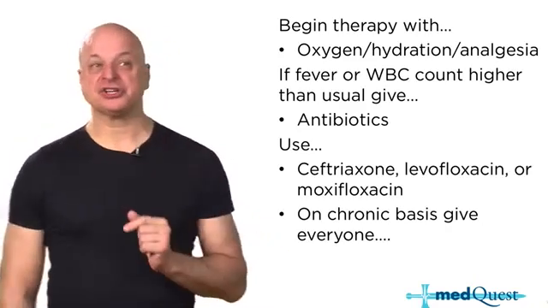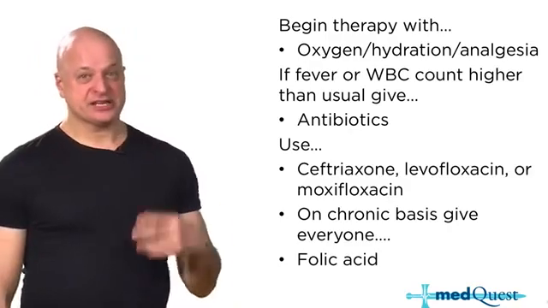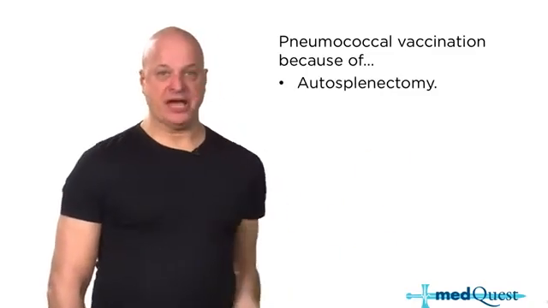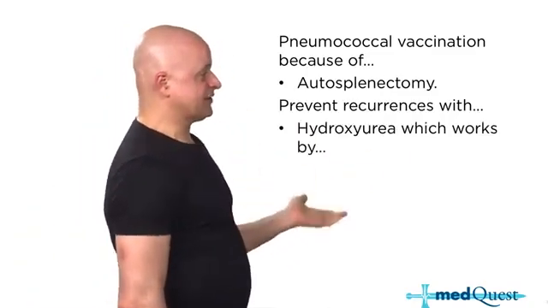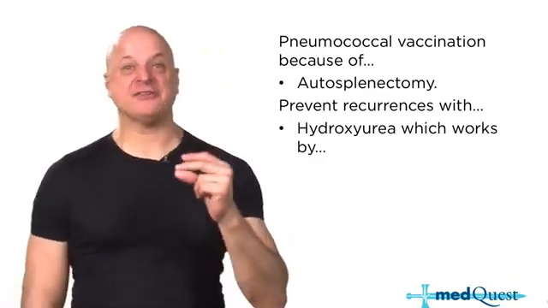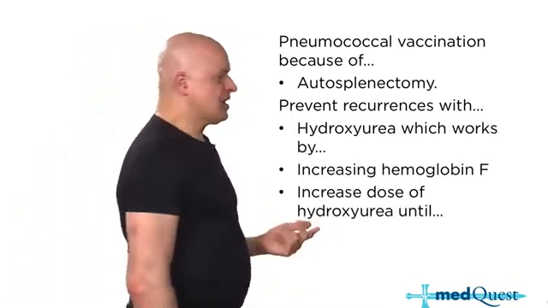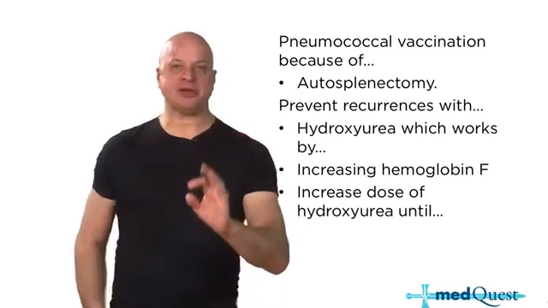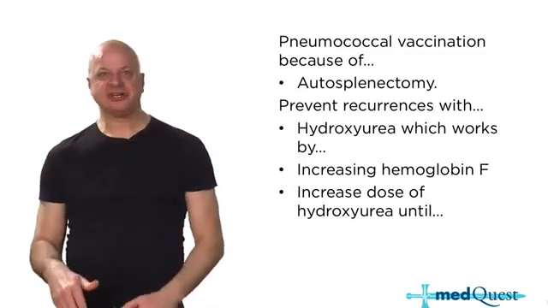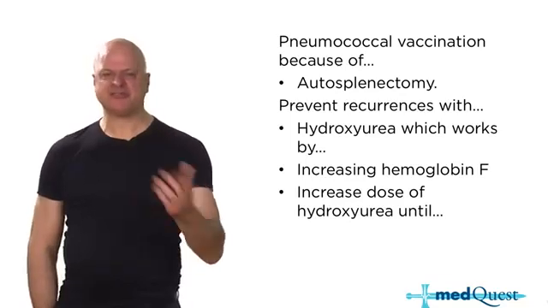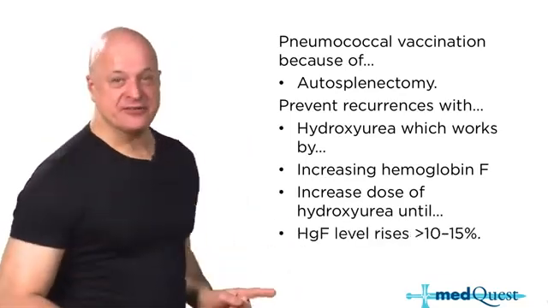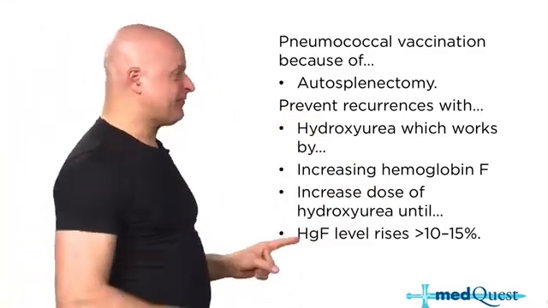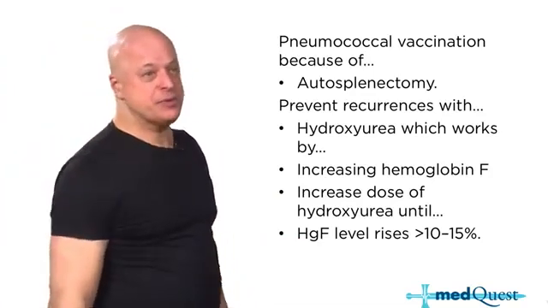On a chronic basis, you're going to give everybody folic acid, and to prevent the next crisis, hydroxyurea. Pneumococcal vaccine, because people don't have any spleen, and you prevent recurrences by giving them hydroxyurea, which works by increasing levels of hemoglobin F. So you're going to increase the dose of hydroxyurea, and the most common wrong answer is waiting for fewer crises. Waiting till there's pain is not a good enough way. You're going to use the hemoglobin F level. You increase the dose until the hemoglobin F level goes up and dilutes out the sickle hemoglobin.